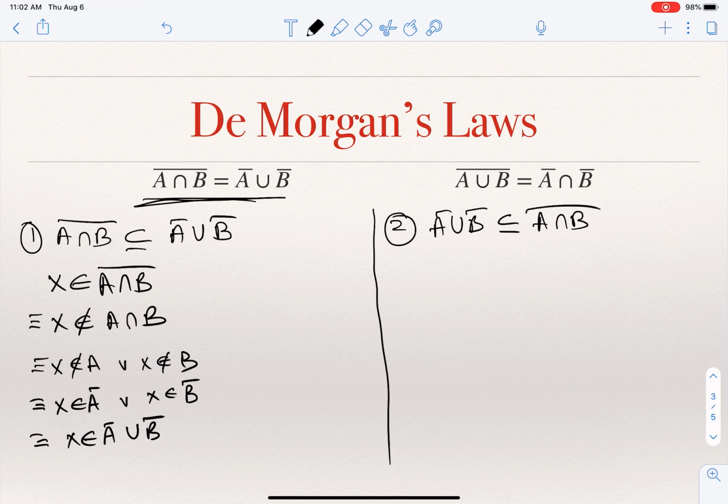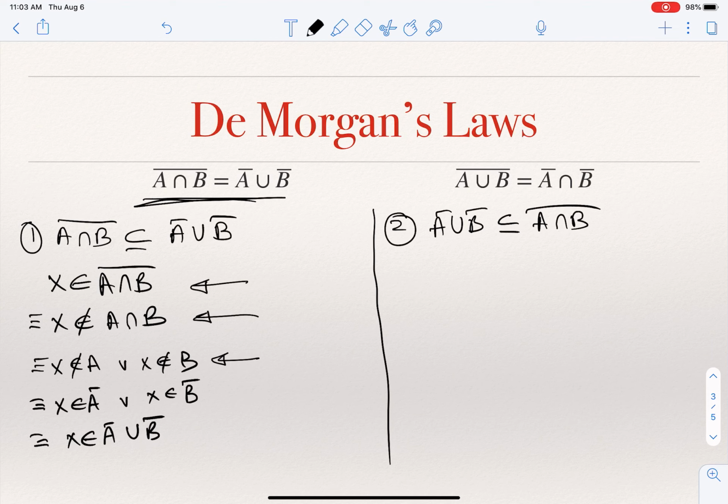Okay, so again, I repeat that I started with this line here saying that let me assume x is in the complement of A intersection B. By definition of the complement, this means that x is not in the intersection of A and B. What does this mean? It means that x is not in A or x is not in B, because if x was in A intersection B, it means x is in A and x is in B.